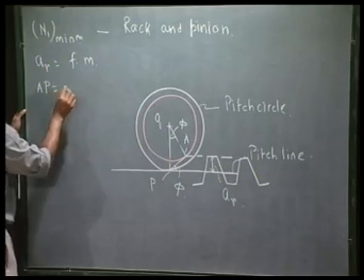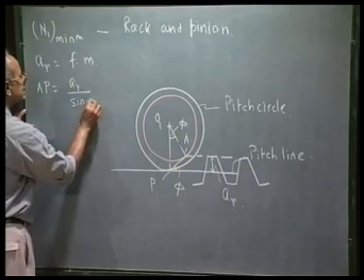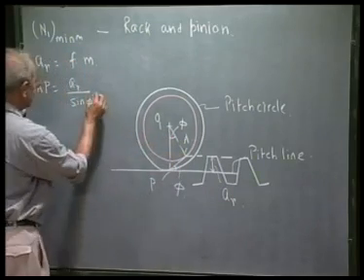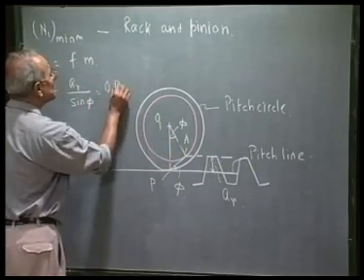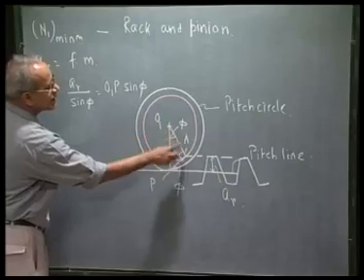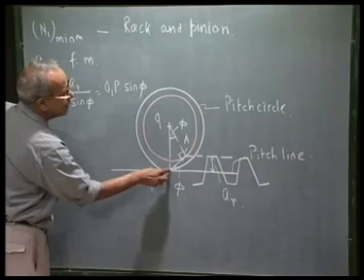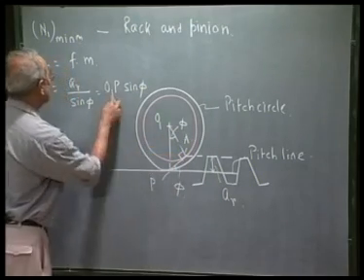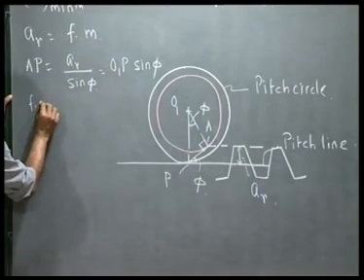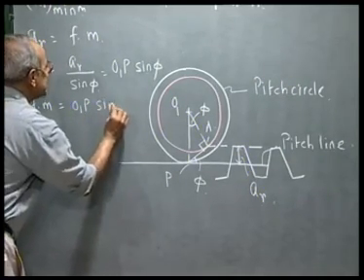Just when the interference starts, AP is AR divided by sin phi, and AP is also O1P sin phi. This angle is 90 degrees. This is the base circle radius, and this is the tangent. This angle is phi. So pitch circle radius is O1P and AP is O1P sin phi, which tells me AR, which is f into m, is O1P sin squared phi.